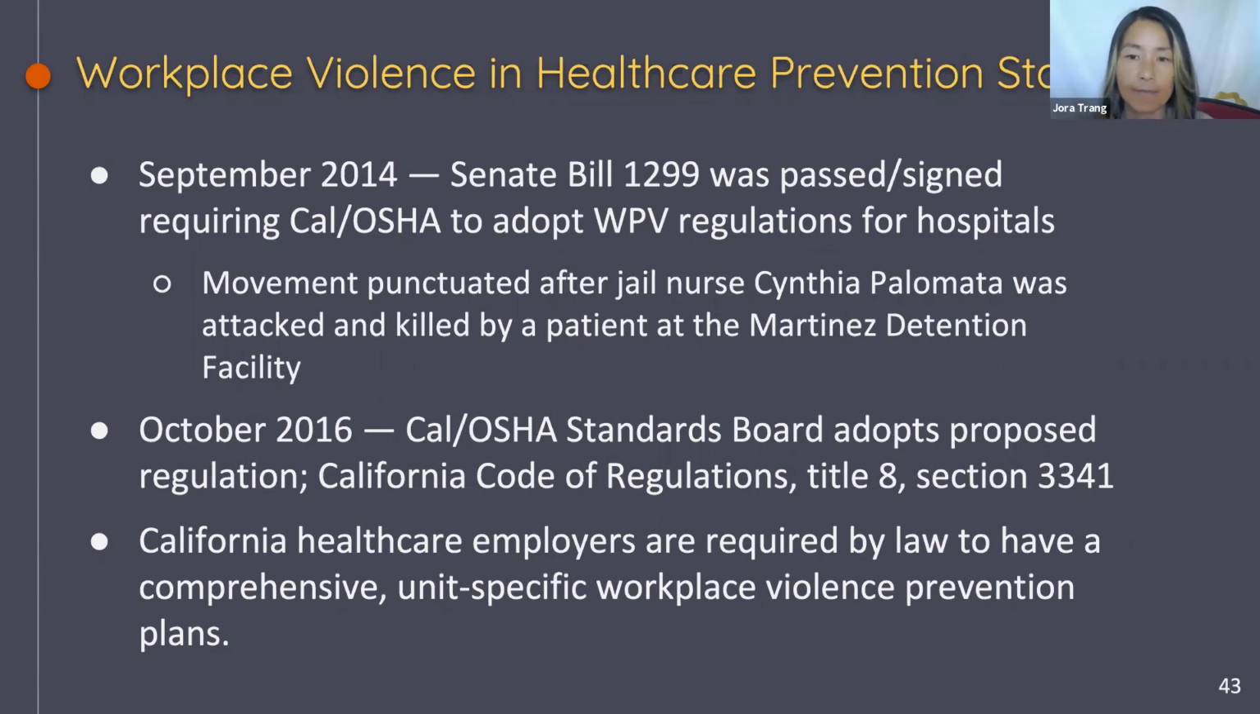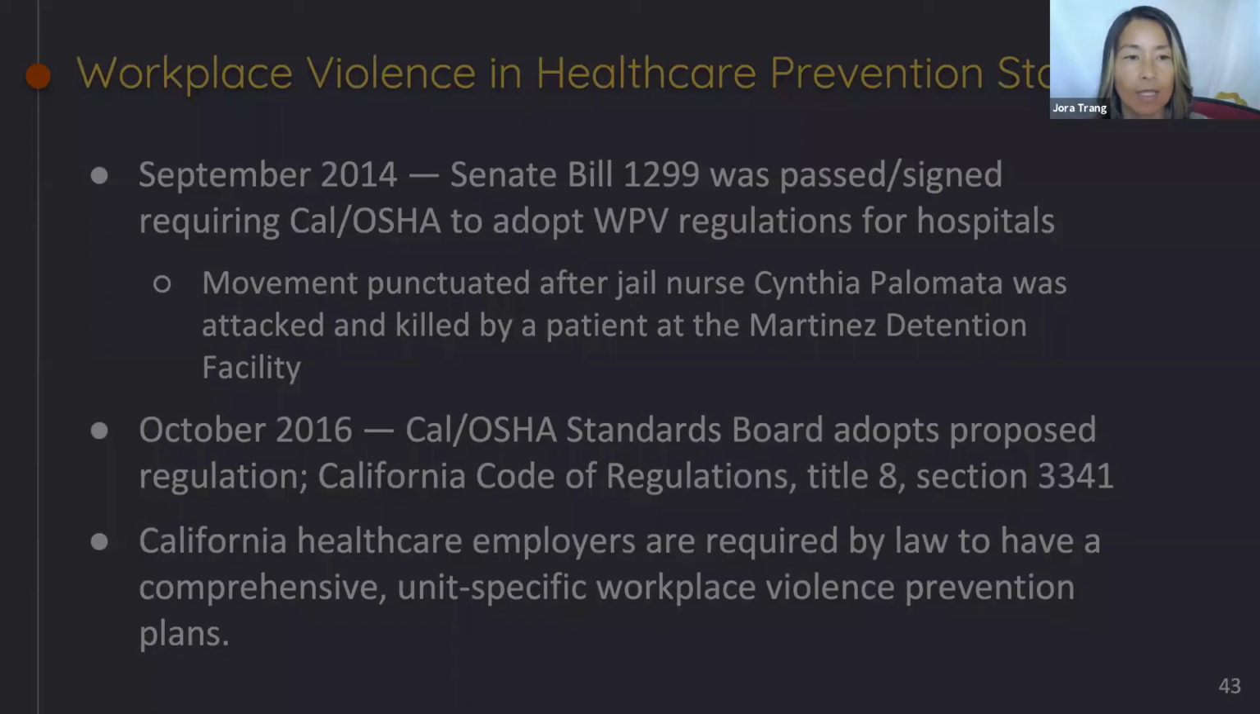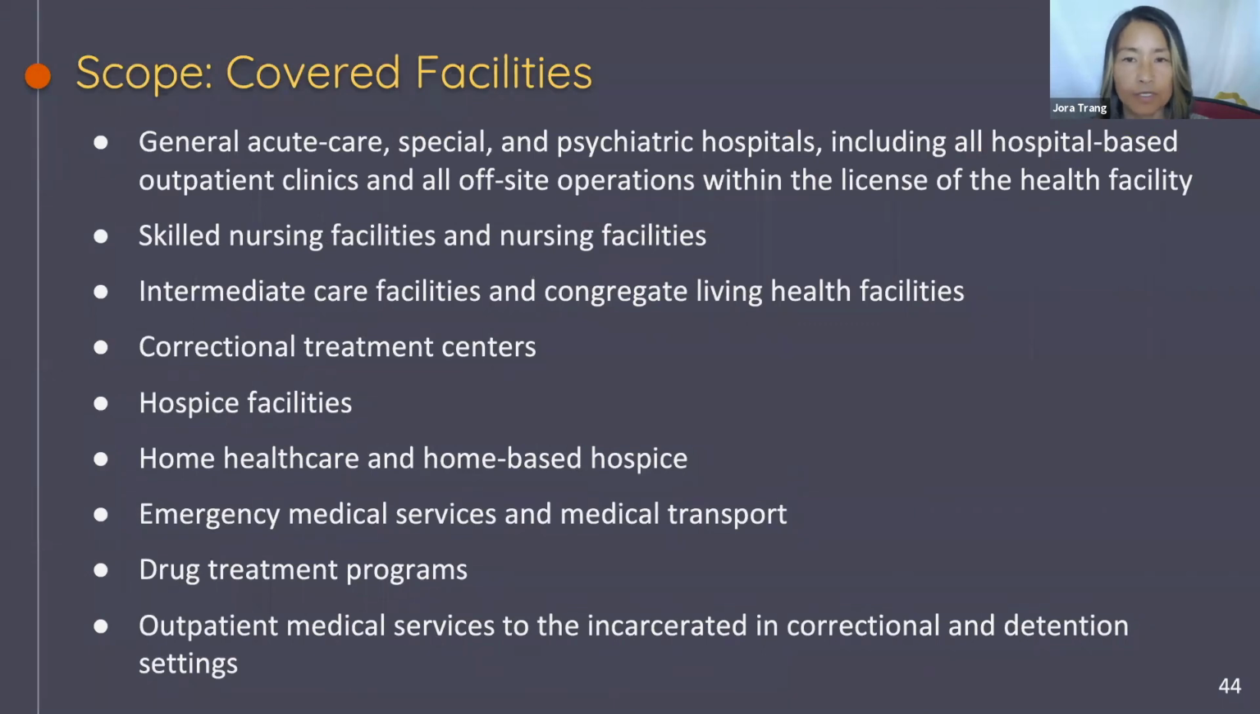So after October 2016, California healthcare employers were required by law to have a comprehensive unit-specific workplace violence prevention plan. I'm just going to go through a little bit of what that plan might entail. Next slide, please. The scope of the facilities covered included general acute care, special and psychiatric hospitals, skilled nursing facilities, intermediate care facilities, congregate living health facilities, correctional treatment centers, hospice facilities, home health care and home-based hospice, emergency medical services and medical transport, drug treatment programs, and outpatient medical services to the incarcerated.